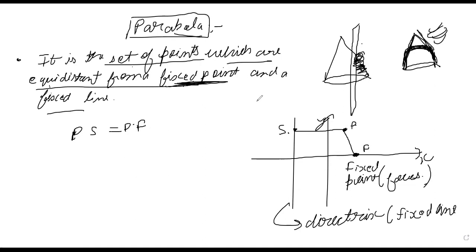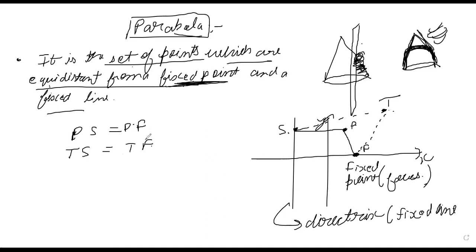From the definition, equidistant from the fixed point and a fixed line means this point is equidistant from this line and this focus. If we take another point here, say the point T, then this distance and this distance will be the same, which means TS will be equal to TF. Understood?